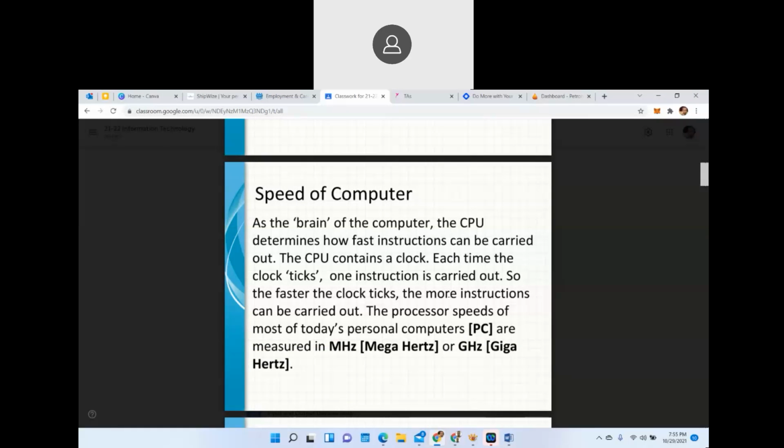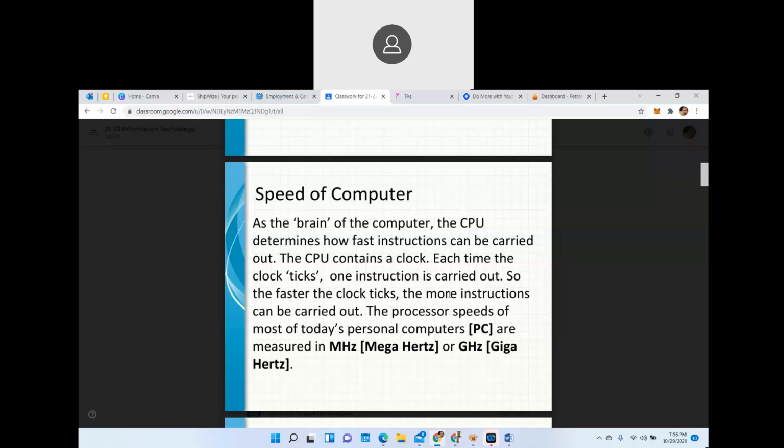So as the brain of the computer, the CPU determines how fast instructions can be carried out. So that's the important thing about the speed. The faster the speed, the faster instructions can be carried out, right? Sometimes they call it the clock speed, right? So every time the clock ticks, one instruction is carried out. So the faster the clock ticks, the more instructions can be carried out.